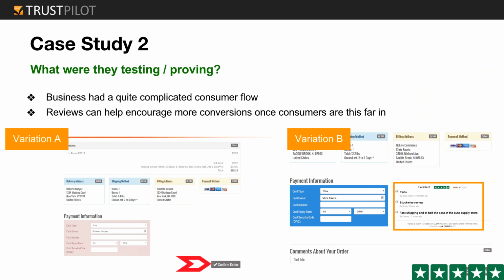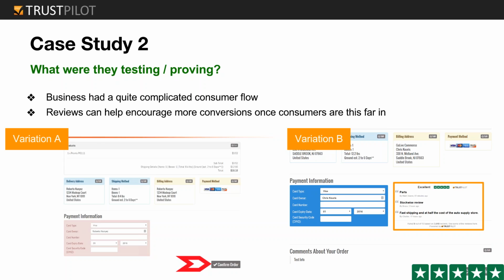The second case study was for a slightly different business, and this is where the business actually had quite a complicated and long consumer flow. So there were multiple steps to actually getting to the checkout for this business. So the thinking from the business was, if we've got a consumer that's got all the way through to the payment page, then if we had reviews in place at that point where they're entering payment details, we believe that would help encourage more consumers to actually confirm the order and complete.